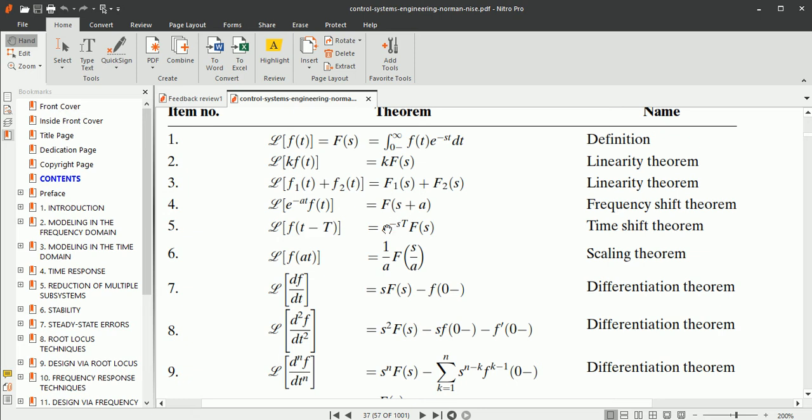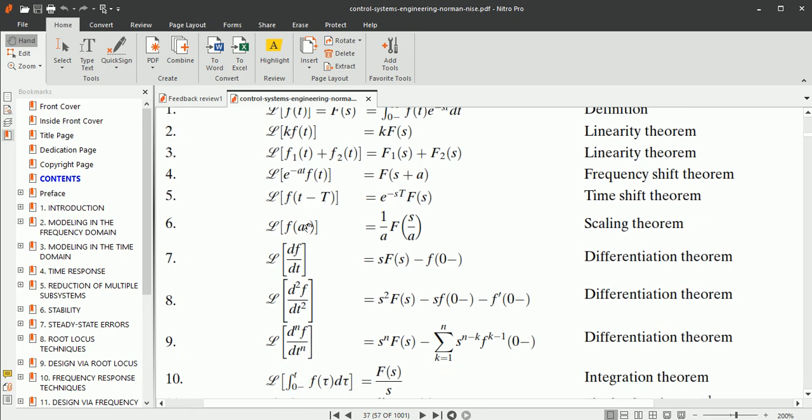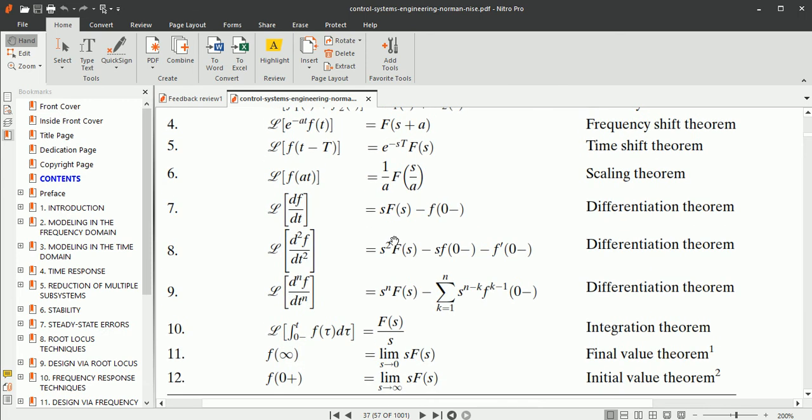If plus t, you will have plus t. Okay, now if you multiply a with t, in the frequency domain you will have 1 over a, F of s over a. Okay, multiplication in the time domain will cause division in the frequency domain. These two domains are opposite. Okay, now this is the derivative Laplace.